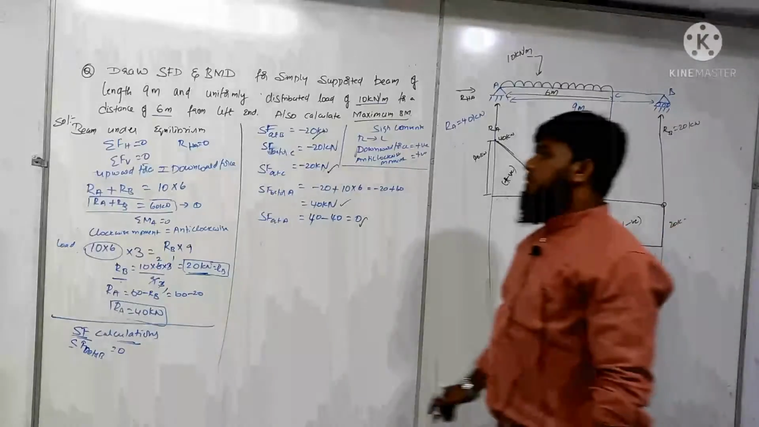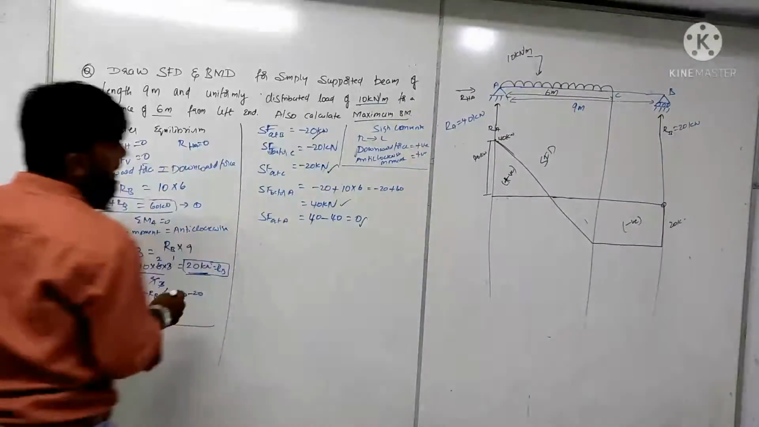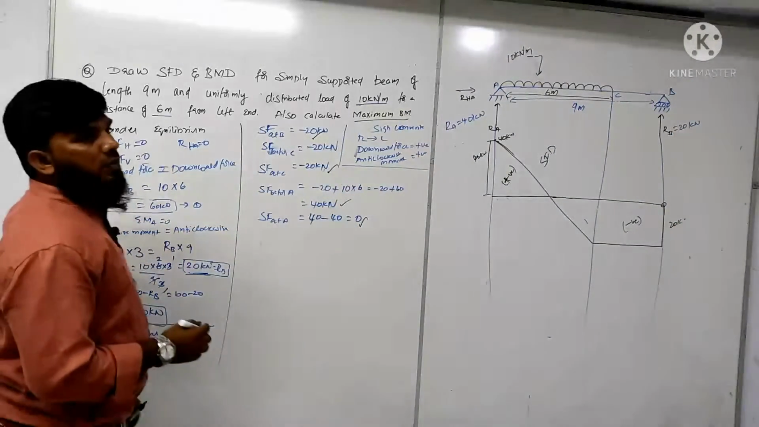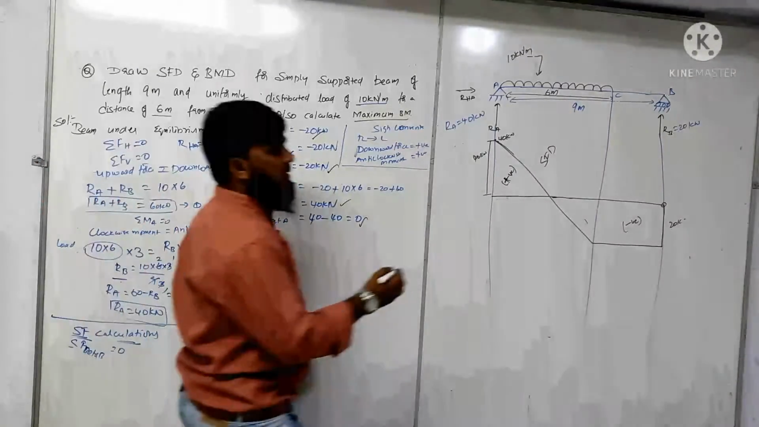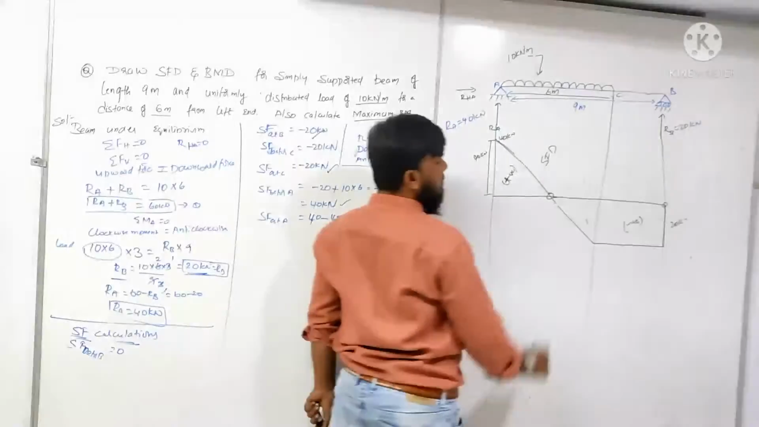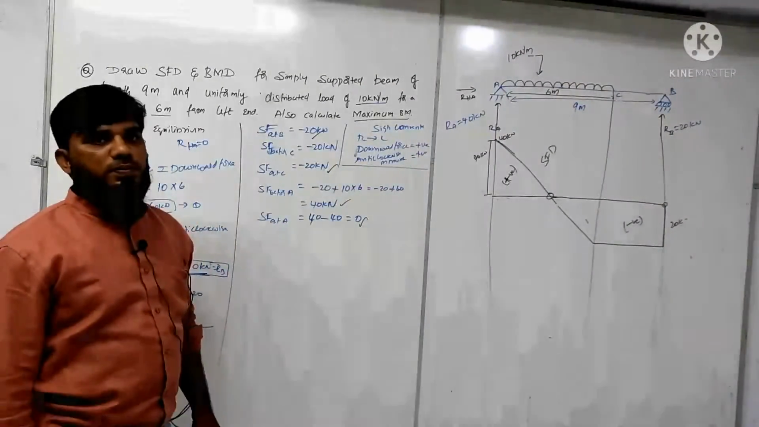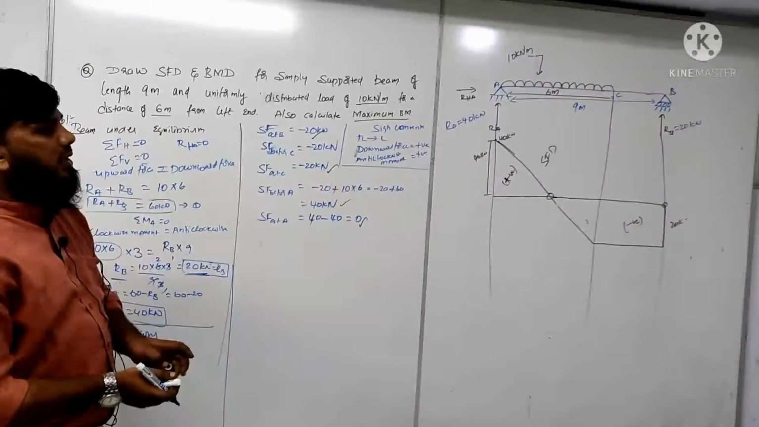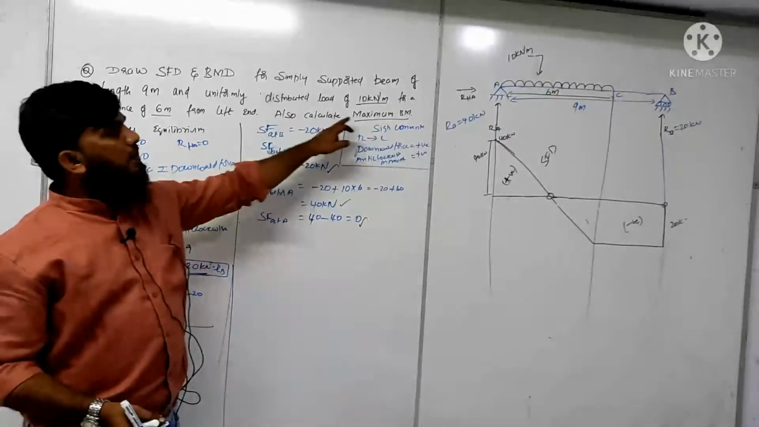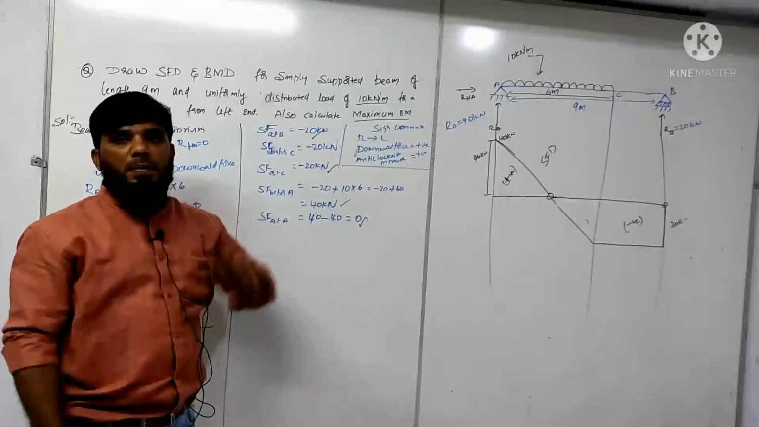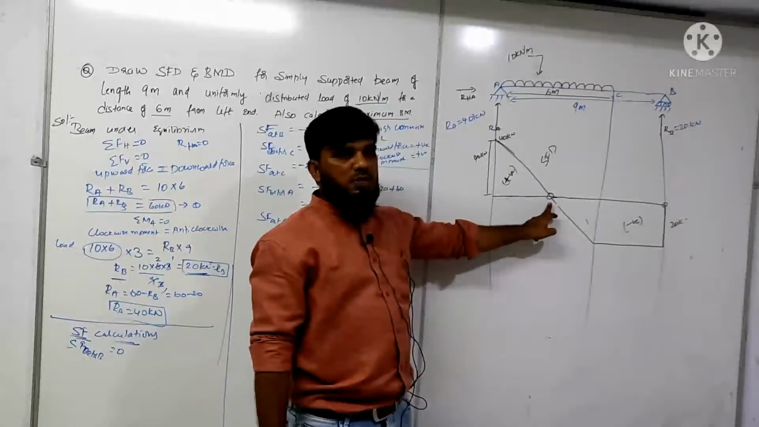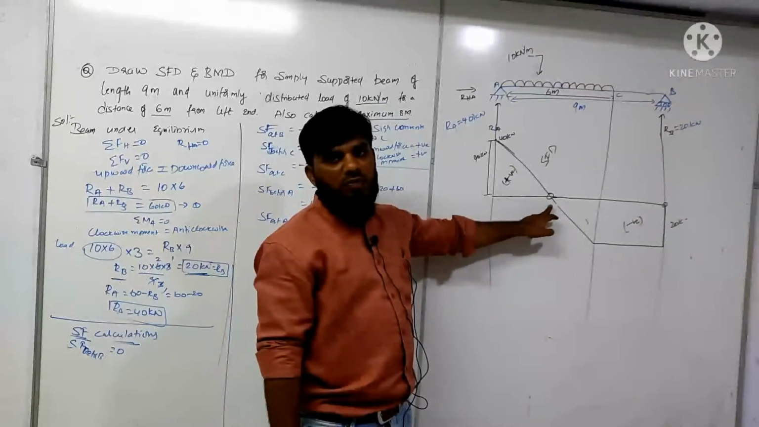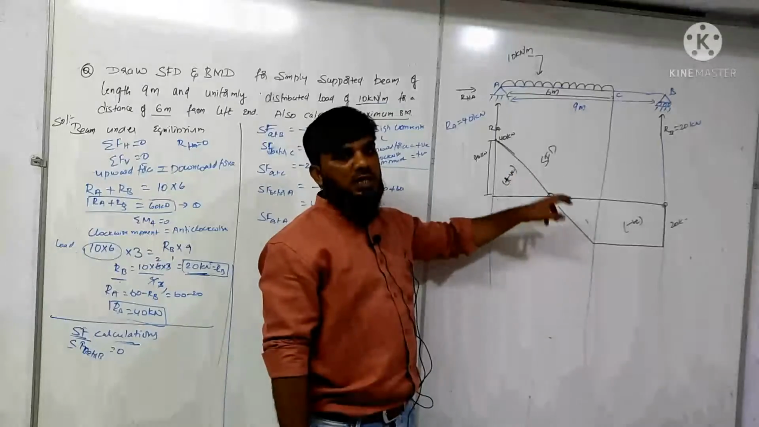Clear? Done. So next we have to do the bending moment calculation. For identifying the bending moment, the bending moment will be maximum where the shear force is 0. In the question they have asked to identify the maximum bending moment. Bending moment will be maximum where the shear force becomes 0 or where the shear force is actually changing sign.